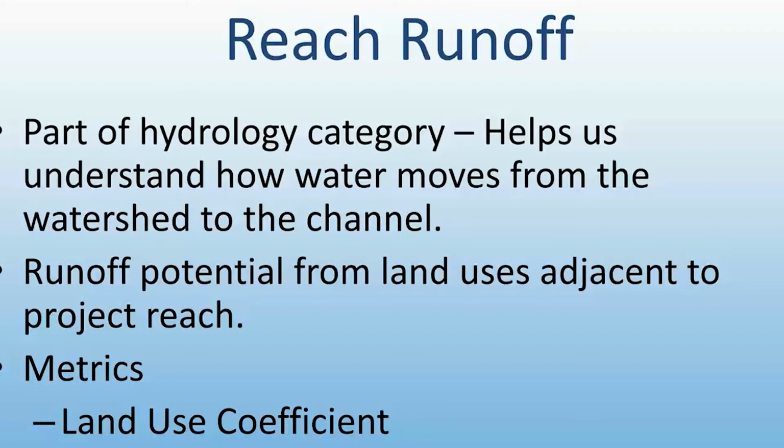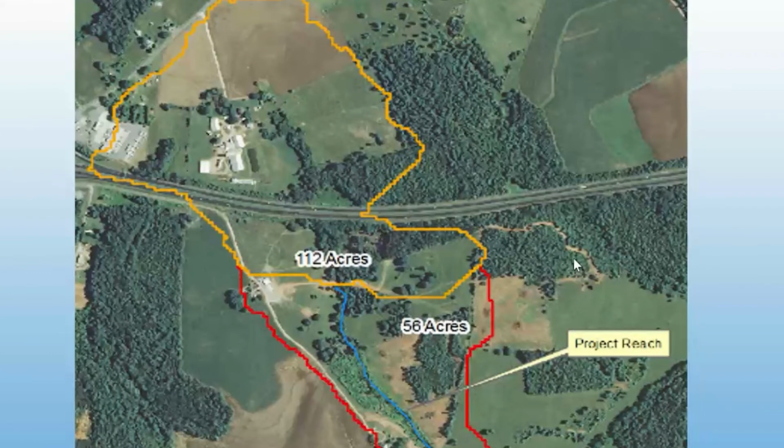So we're going to start in hydrology. The parameter is reach runoff, and that parameter is helping us understand how water moves from the watershed to the channel. And we're going to do that by assessing the runoff potential from land uses that are adjacent to the project reach. This is why we call it reach runoff and not watershed runoff or catchment runoff. And we're going to quantify it two ways. We're going to use two metrics called land use coefficient and concentrated flow points. So we'll do the land use coefficient first.